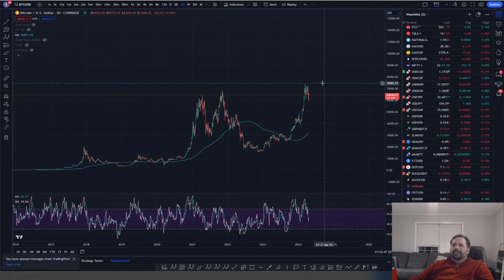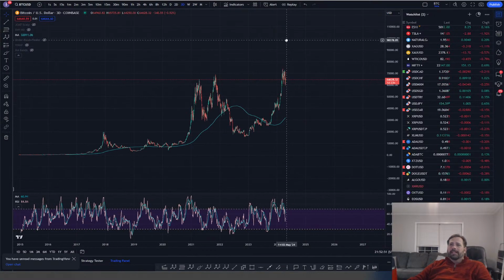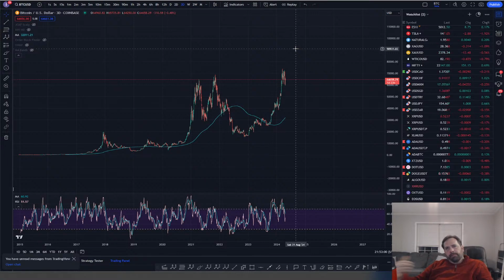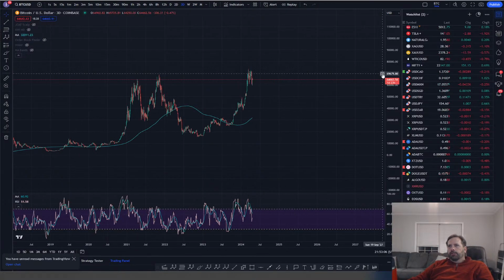I'm not saying it's definitely going down. I'm just saying that it's a likelihood and it's a possibility that you need to be ready for. It's an eventuality that you need to be ready for if it happens. What is your plan if it happens? So I've got two bullish counts, okay? I've got two bullish counts.